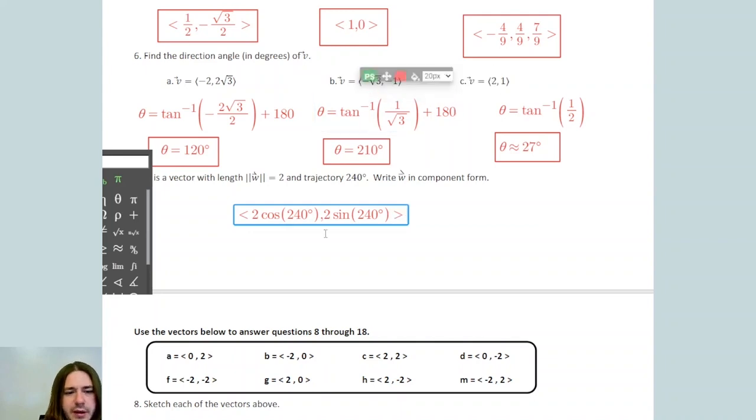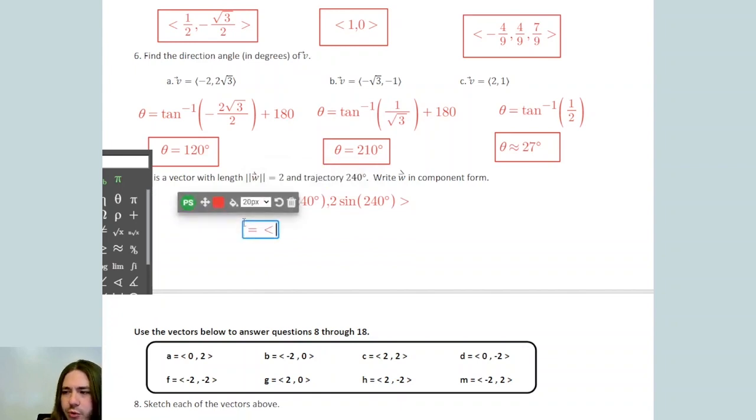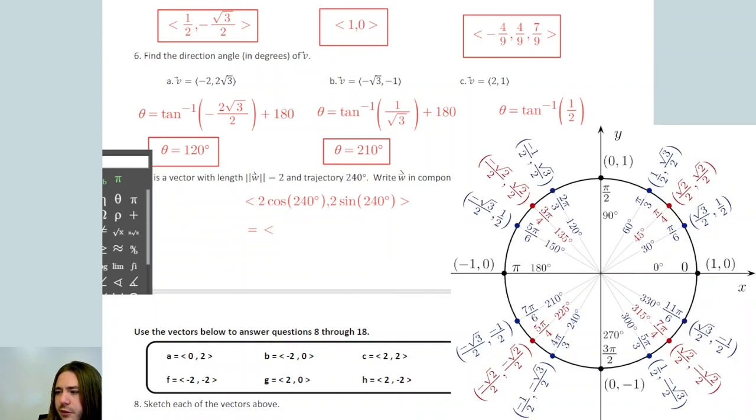So this is how we set up our vector, and we just need to calculate this out. Let's go back and review using the unit circle what these would be. At 240, the coordinate is negative 1/2, negative root 3 over 2. So you've got 2 times the cosine of 240, which is negative 1/2, and 2 times sine of 240, which is negative root 3 over 2.